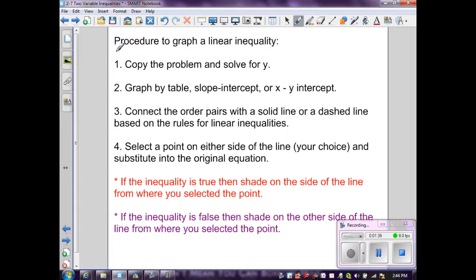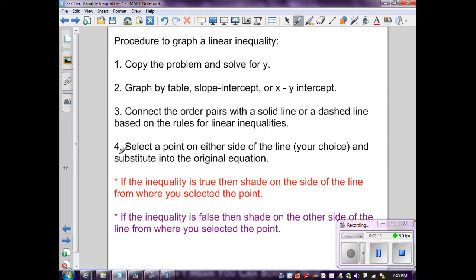When we graph inequalities, we want to follow this procedure. Number one, we want to copy the problem and solve for y. Number two, we want to graph by a table, slope-intercept form, or x-y intercepts. And we've practiced all of those in section 2.2. Number three, we want to connect the ordered pairs with a solid line or a dashed line based on the rules for linear inequalities. In other words, solid would be greater than or equal to or less than or equal to, and dashed would be just less than or greater than.